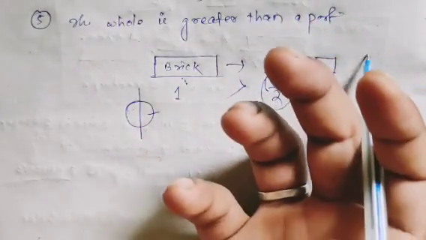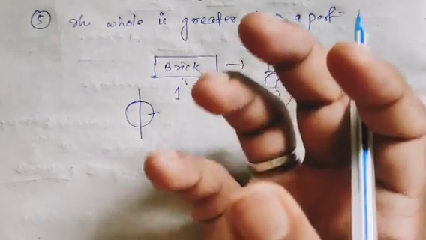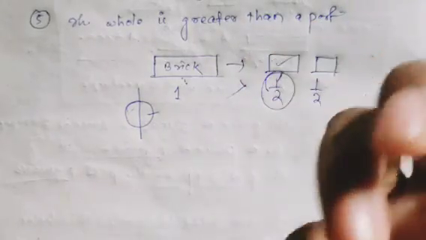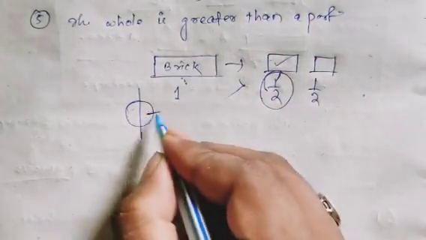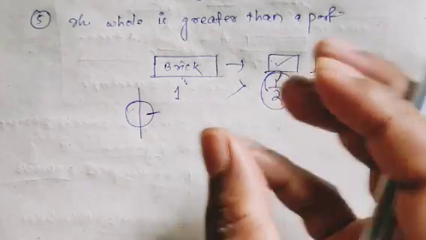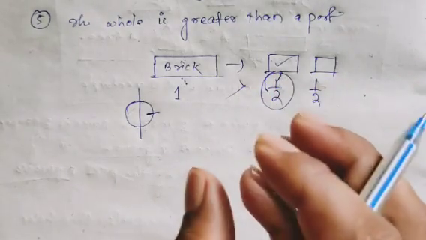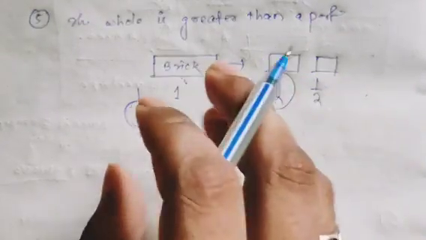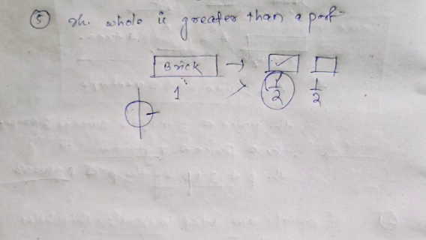If you have an apple and you bite it, it reduces, it becomes smaller. So a part is always less than the whole, or the whole is always greater than a part. This is axiom number 5. Okay, we'll go to axiom number 6.